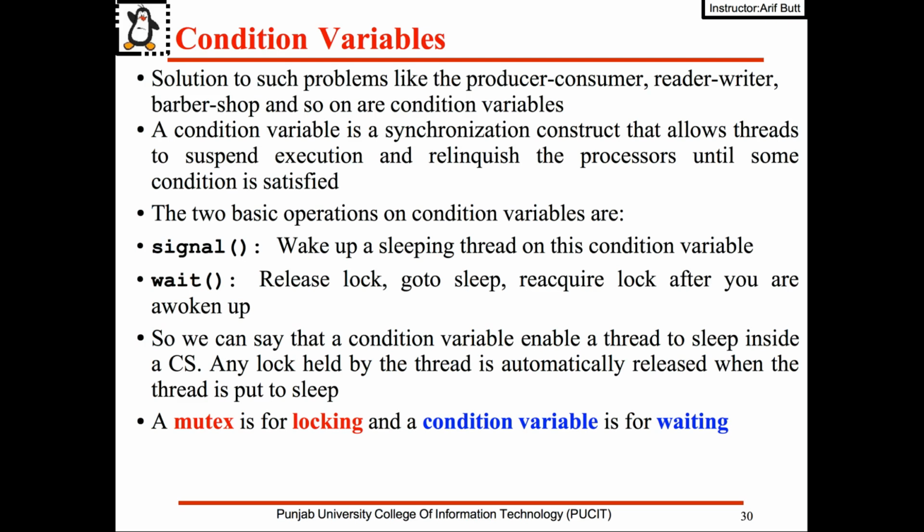So we can say that a condition variable enables a thread to sleep inside a critical section. Any lock held by the thread is automatically released when the thread is put to sleep. So a mutex is for locking and a condition variable is for waiting.